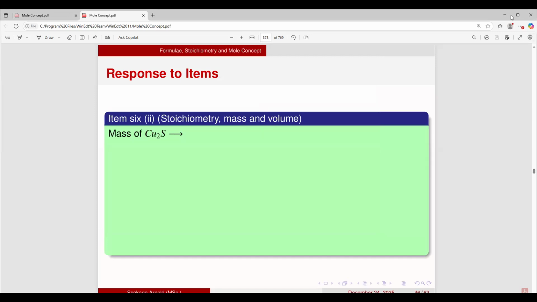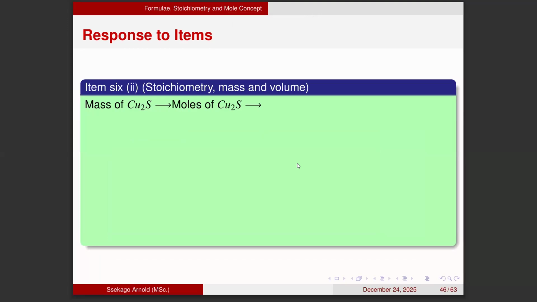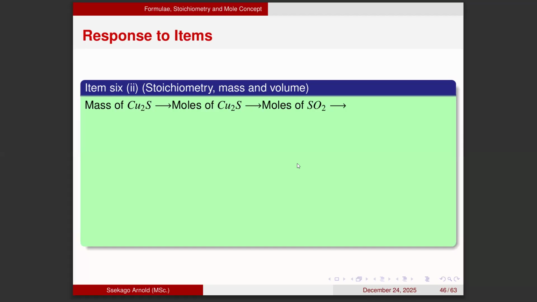Now for Roman 2, how are we going to move? Still, we are given the mass of copper(I) sulfide. We shall use it to obtain moles of copper(I) sulfide, then moles of sulfur dioxide, and later convert moles of sulfur dioxide to volume of sulfur dioxide. However, in this case, we are lucky. We have already converted the mass to moles of copper(I) sulfide, in item 6 Roman 1. We saw that the moles were 0.2 moles. Therefore, we are going to use these moles to obtain moles of sulfur dioxide.